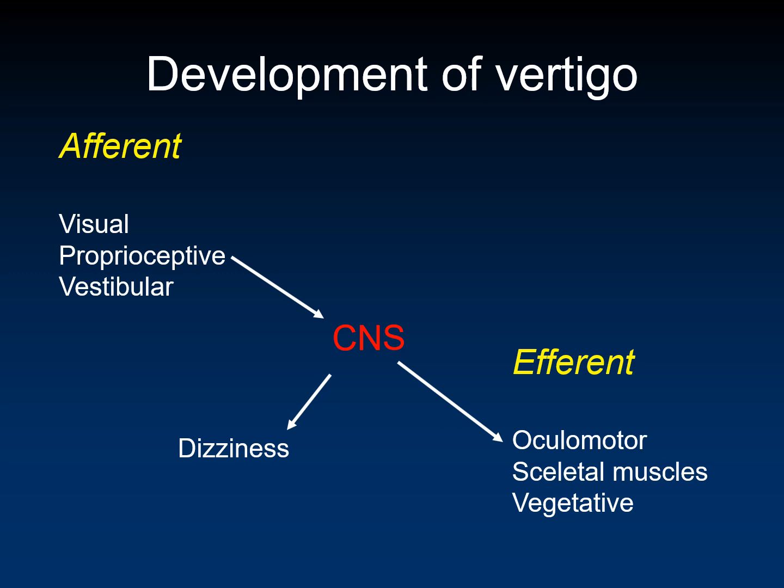development of vertigo, CNS, the afferent visual, proprioceptive, vestibular dizziness, oculomotor, skeletal muscle, vegetative.